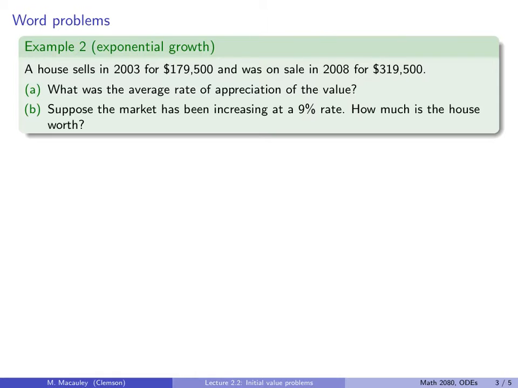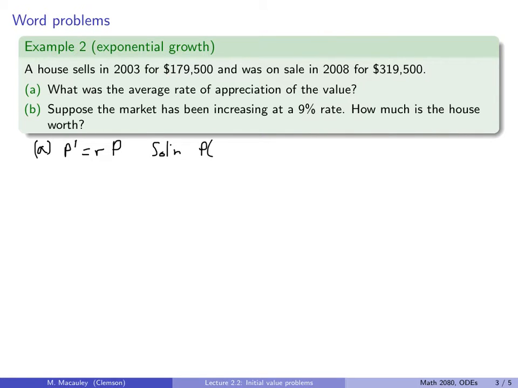So let's do the first one first. Part A is what's the average rate of appreciation? So we have a differential equation, P prime equals r times P, and we know that this has the solution.